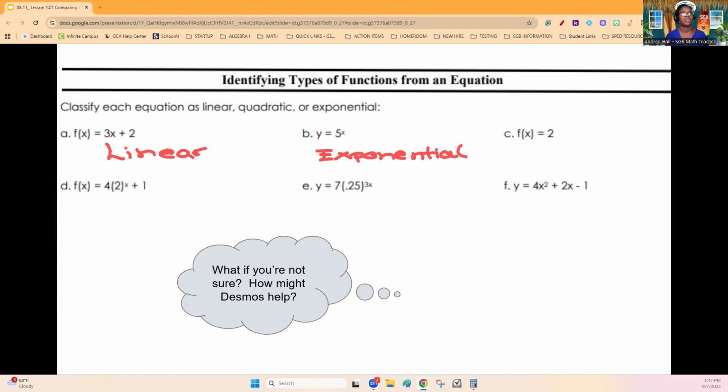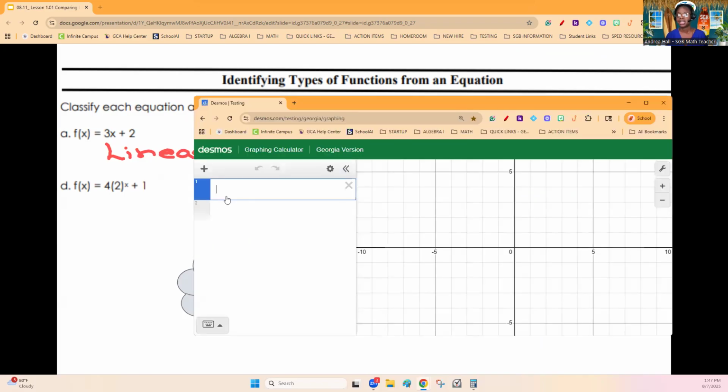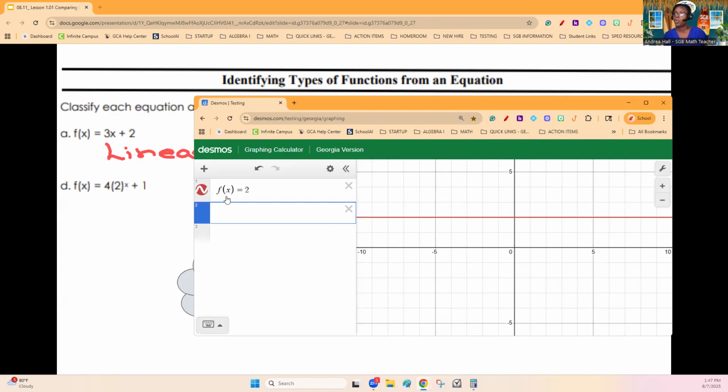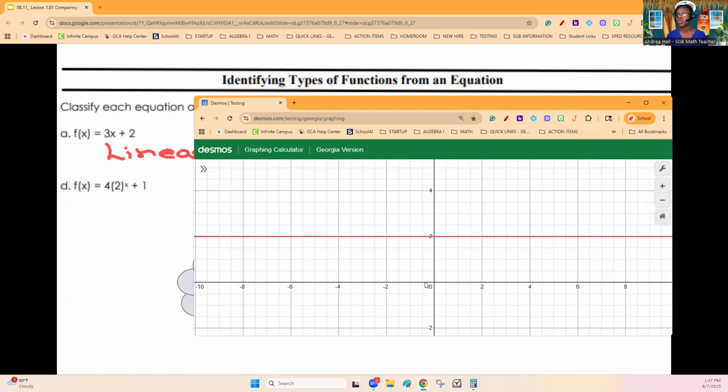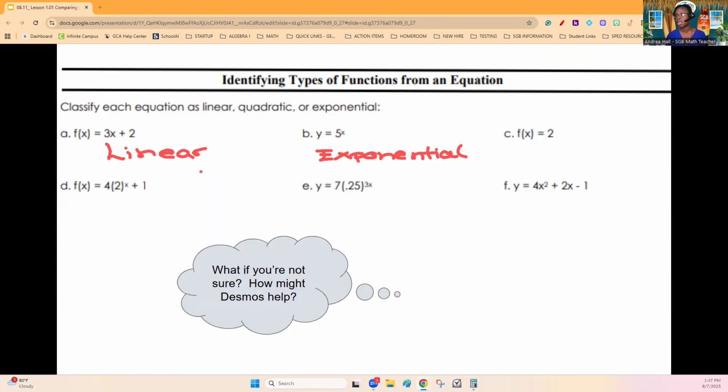And you probably would have said neither because it didn't have any variables at all, but it does have a constant. So let's go ahead and say f of x. You can put that in your calculator like that, no spaces, equals 2. When you graph it, guess what? We do get a line. It's just a constant line, okay? It's just constant, it's not changing. So this is linear.